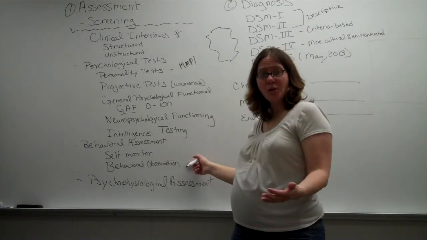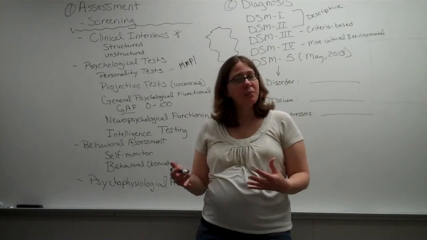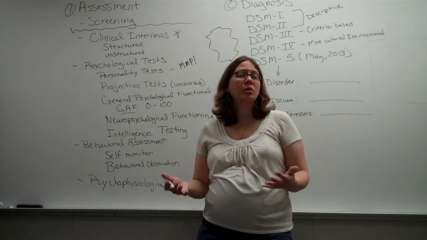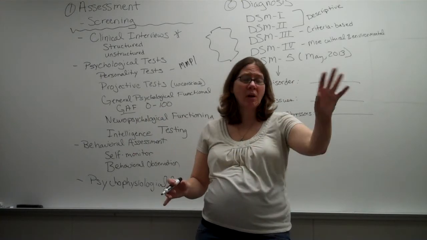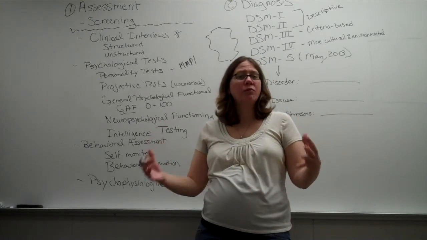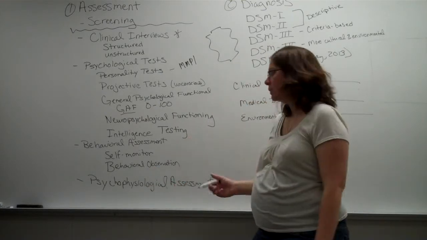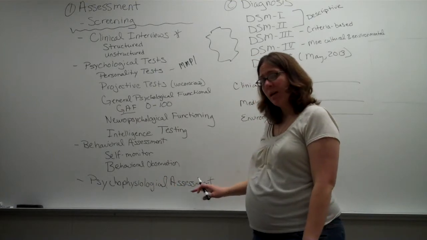With children, it's really hard to do, so a 5-year-old's not going to do that. So we use a lot of direct behavioral observation. I would have them come into the lab, or I would show up to their playground, and I would just watch them interact with others, or interact with toys, or interact with their parents. By watching them, I'm going to be able to get a good feel of what's going on without them having to tell me. So that's behavioral assessment. The very last one is the psychophysiological assessment.